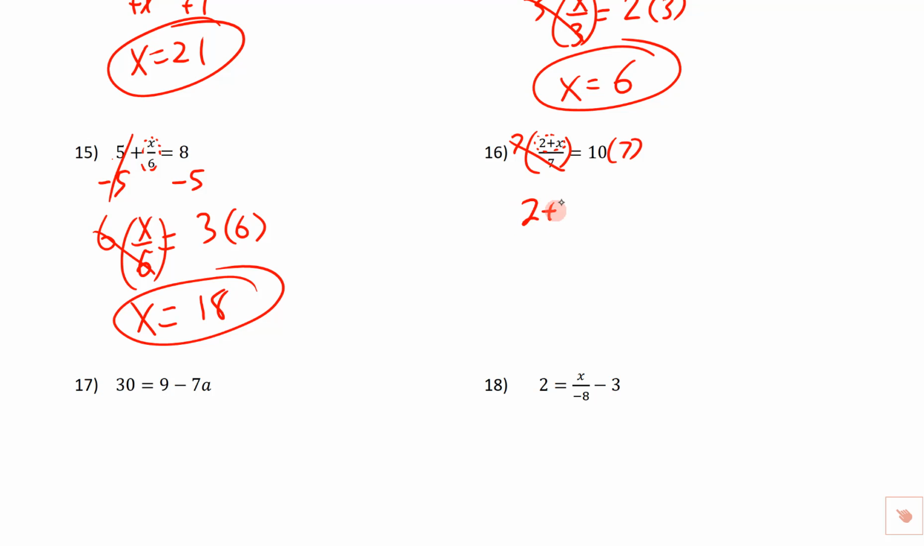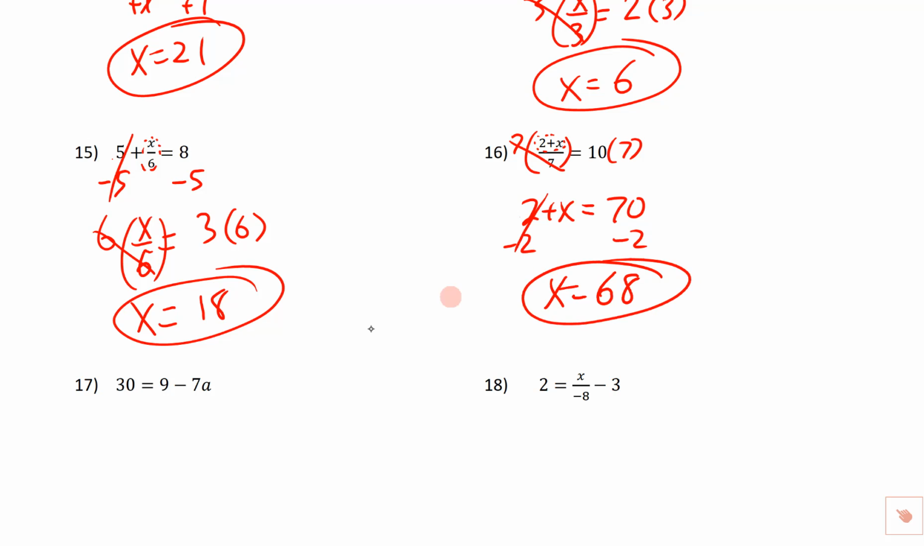Those will cancel. We'll have 2 plus x over here, and then we get 70 on the other side when we do that multiplication. We're going to get rid of that 2, and again, just like before, this is understood to be a positive 2, so we get rid of that by subtracting 2. So we end up with x is equal to 68 there.